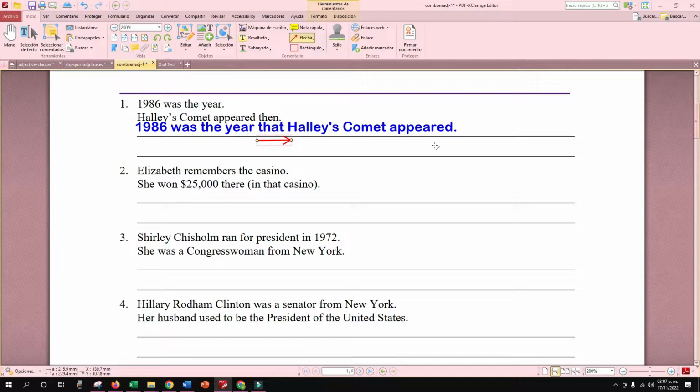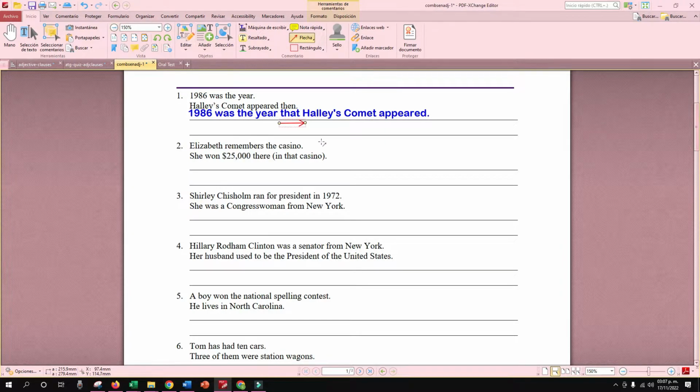So here we're combining both sentences by using a relative pronoun, in this case that, right? Because you're talking about the year, and this is an adjective clause. Yes? So I want you to work in those sentences.